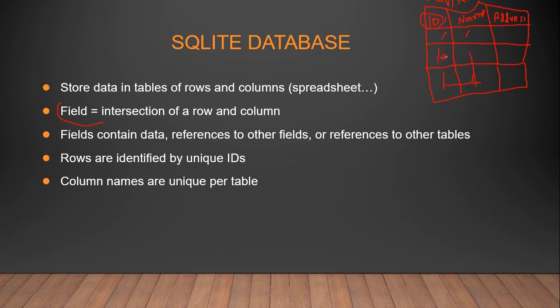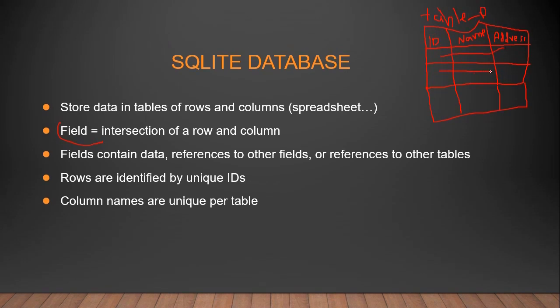These fields contain data, or they might reference other fields as well, like ID references name, which uniquely identifies the name and also uniquely identifies the address. Or this field may be referenced by other tables, as is the concept of foreign keys. These rows are uniquely identified by IDs, which is this one, which is incremented by itself, 1, 2, 3, and so on and so forth.